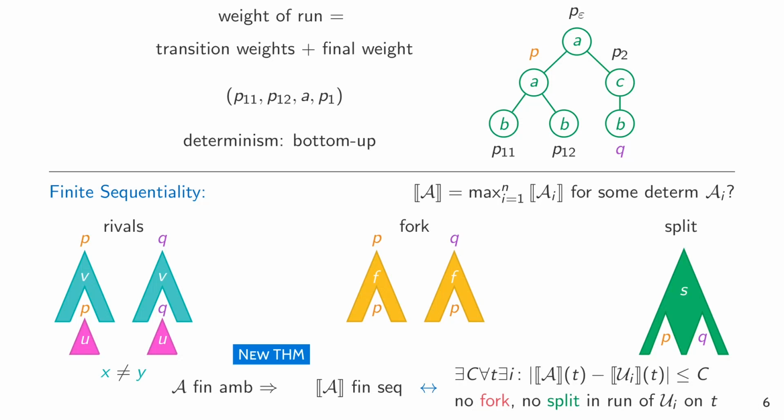Just by looking at the theorem, it may not seem that much changes when going from words to trees. But we do need quite a few new ideas to show that this condition is decidable and that it is also necessary and sufficient for finite sequentiality of finitely ambiguous max plus tree automata.